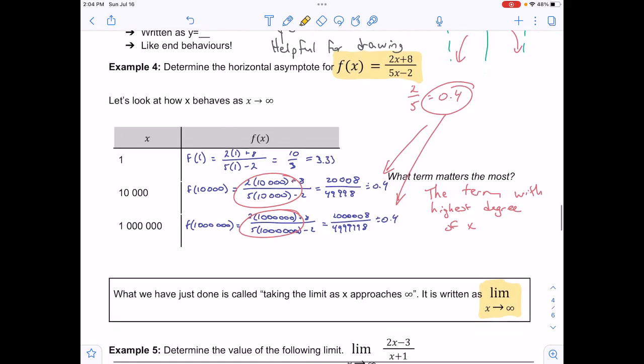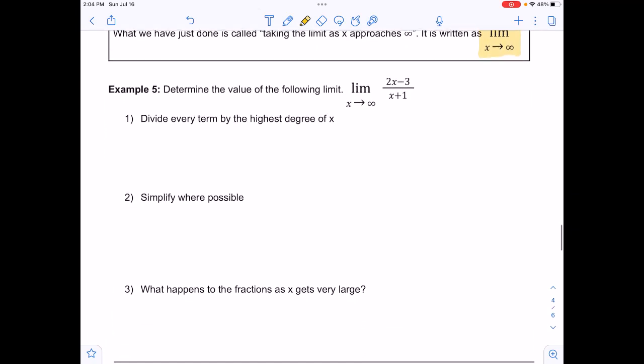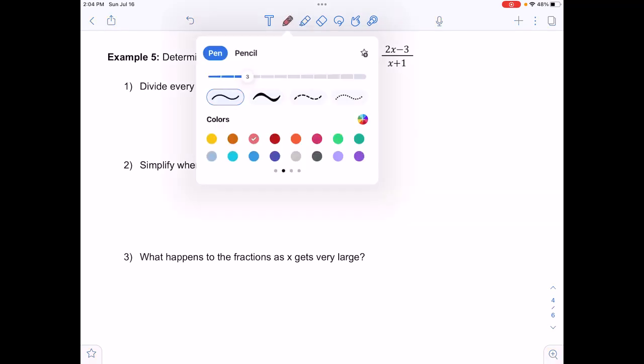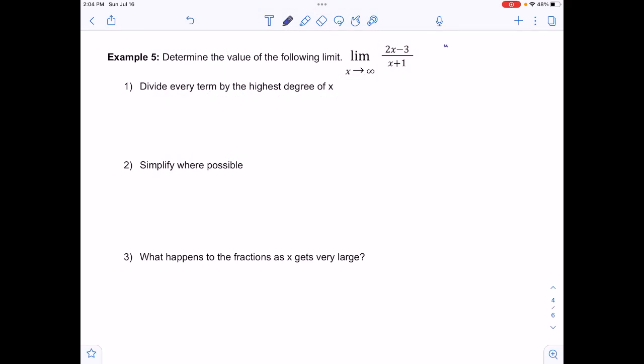Let's see what this looks like in action. We need to determine the value of the following limit: the limit as x approaches infinity of (2x - 3) divided by (x + 1). We're being asked to find what happens as x gets really big, or as x goes really far right. That's what the question is asking us. What does it look like on the end?